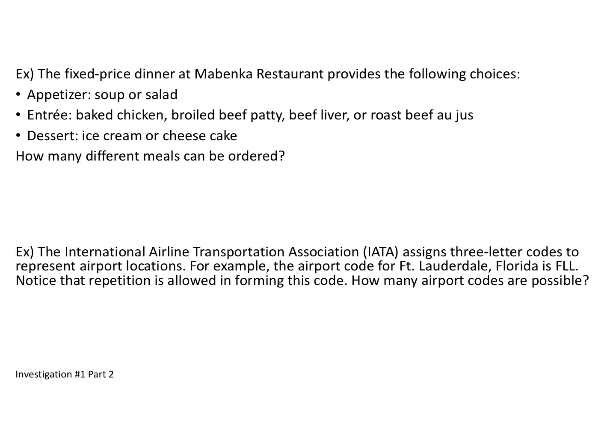The fixed price dinner at Mbeka restaurant provides the following choices. For appetizer, you have super salad. For an entree, you have baked chicken, broiled beef patty, beef liver, or roast beef au jus. And for dessert, you have ice cream or cheesecake. How many different meals can be ordered?